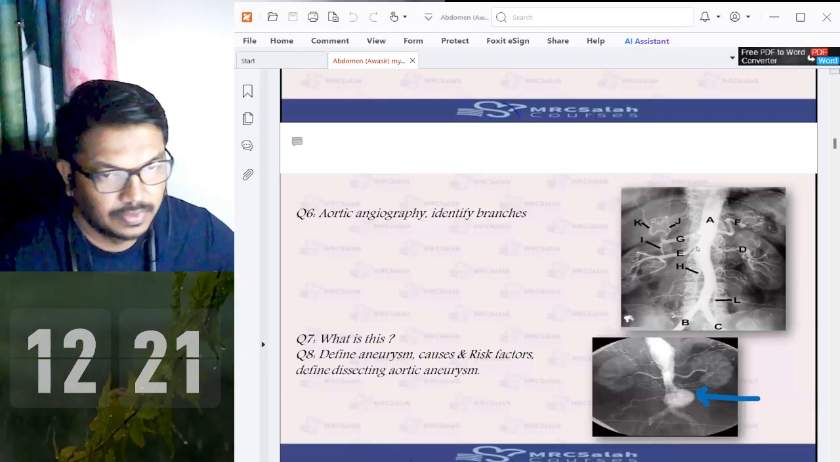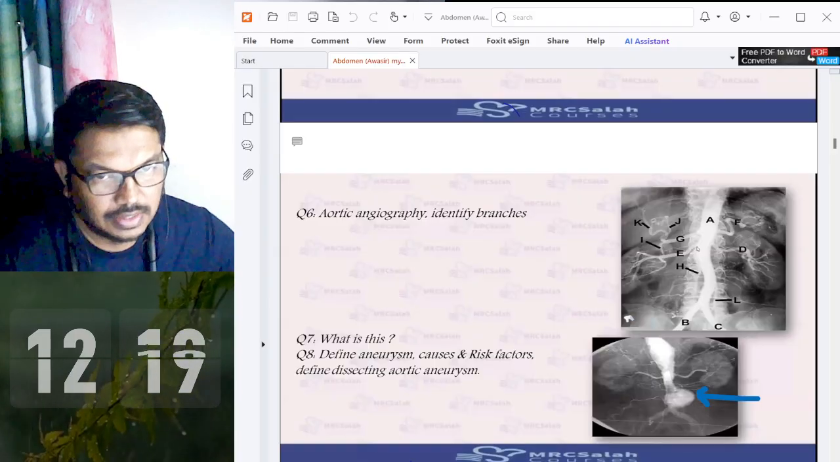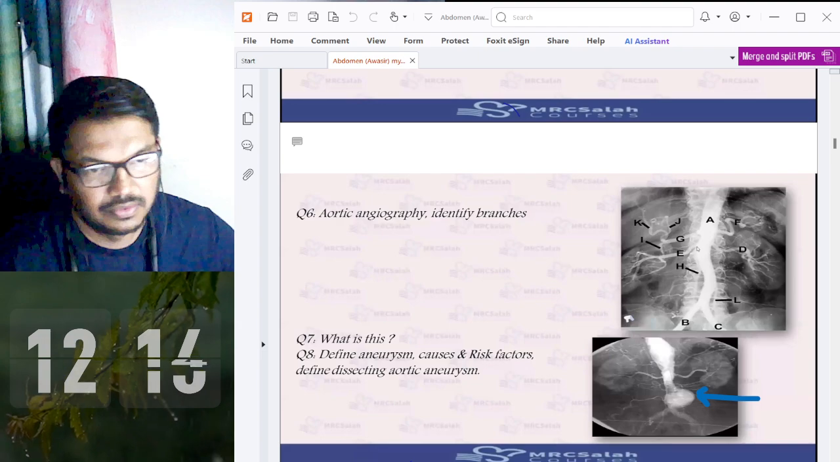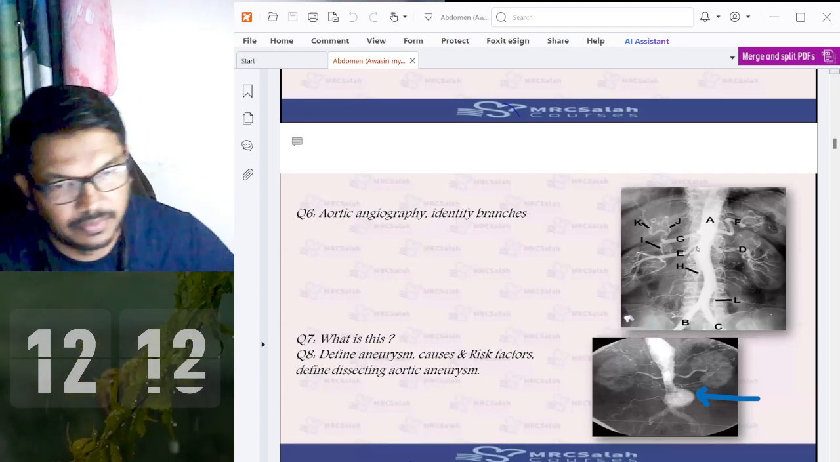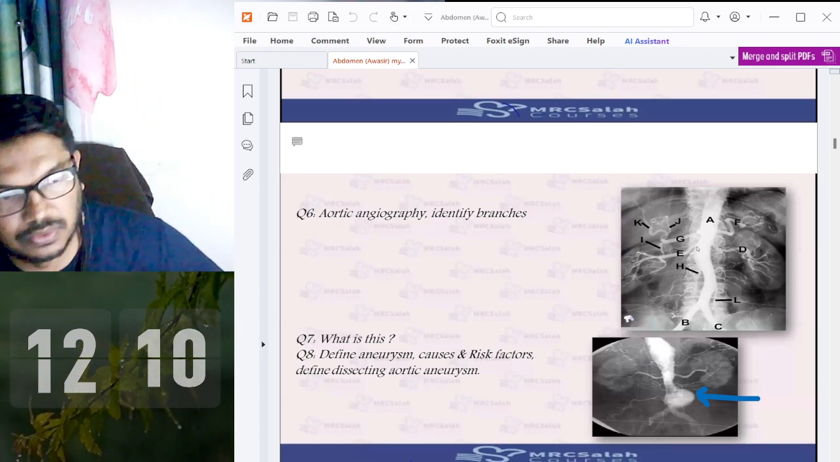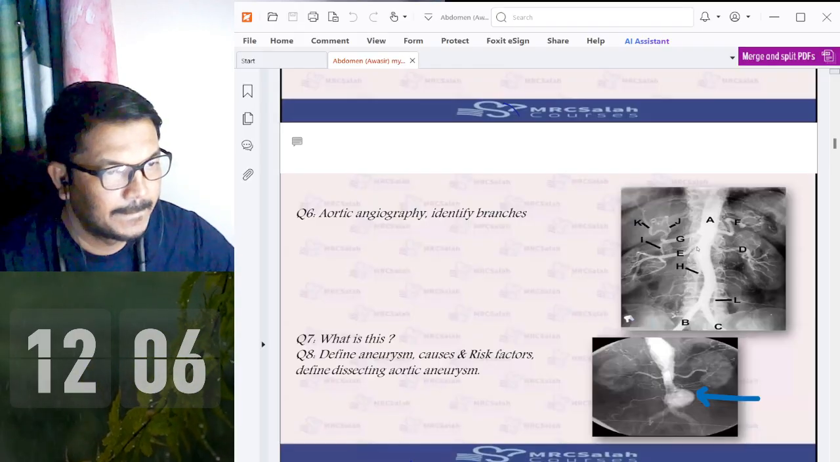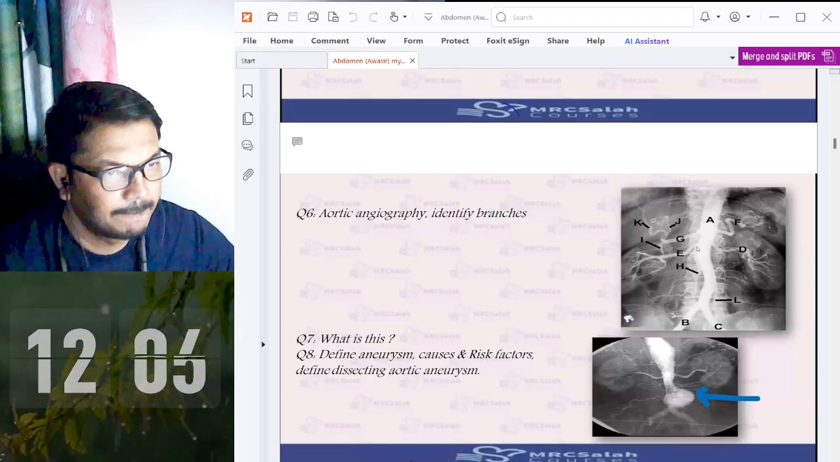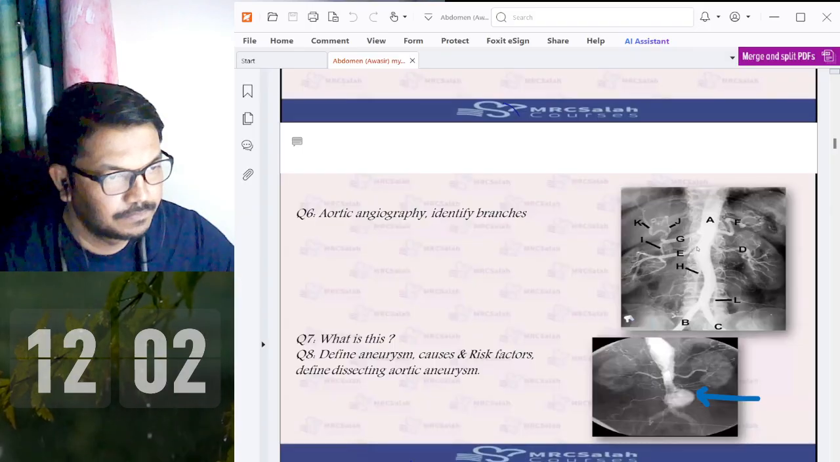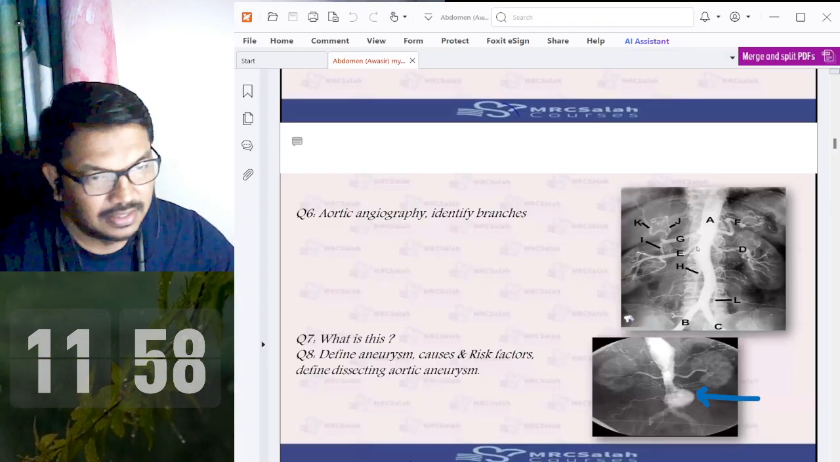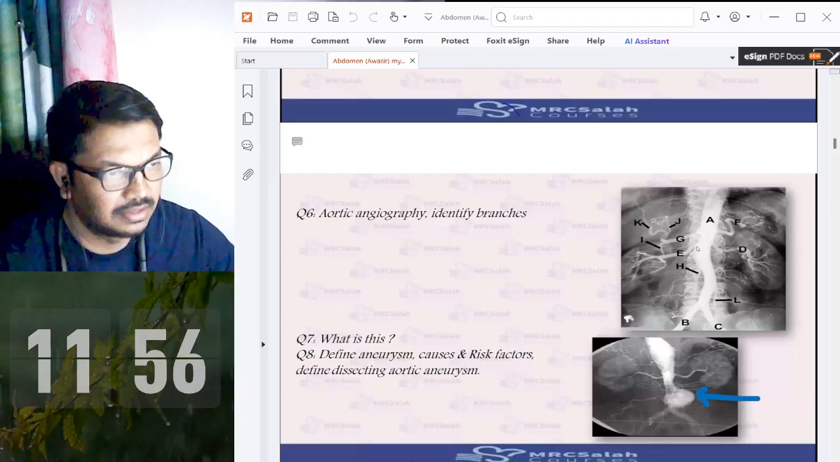Okay. And you can see this is an angiogram of the aorta. Now you identify the branches starting from A to the end. So number A is the aorta, abdominal aorta. Number F is the splenic artery. Number G is the celiac. A, then B, C in this pattern.